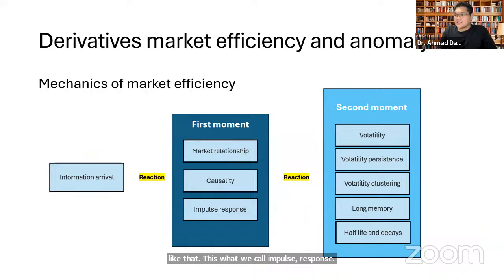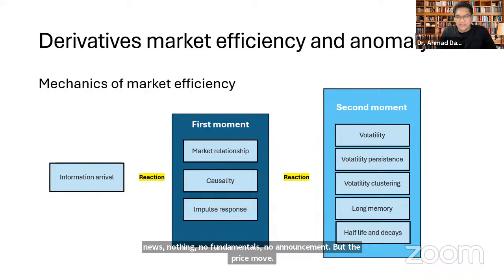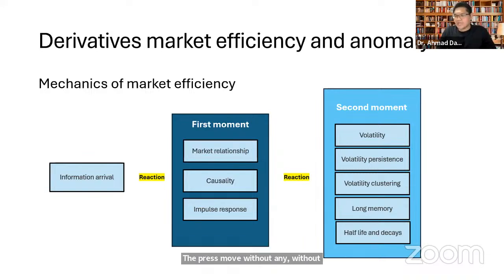How about the second moment? In the second moment, there is no news, no fundamentals, no announcement, but the price moves. The price moves without any announcement, without any clear reason; we call that fluctuation. But if the fluctuation is agile, we call it volatility. And there are 5 types of volatility.